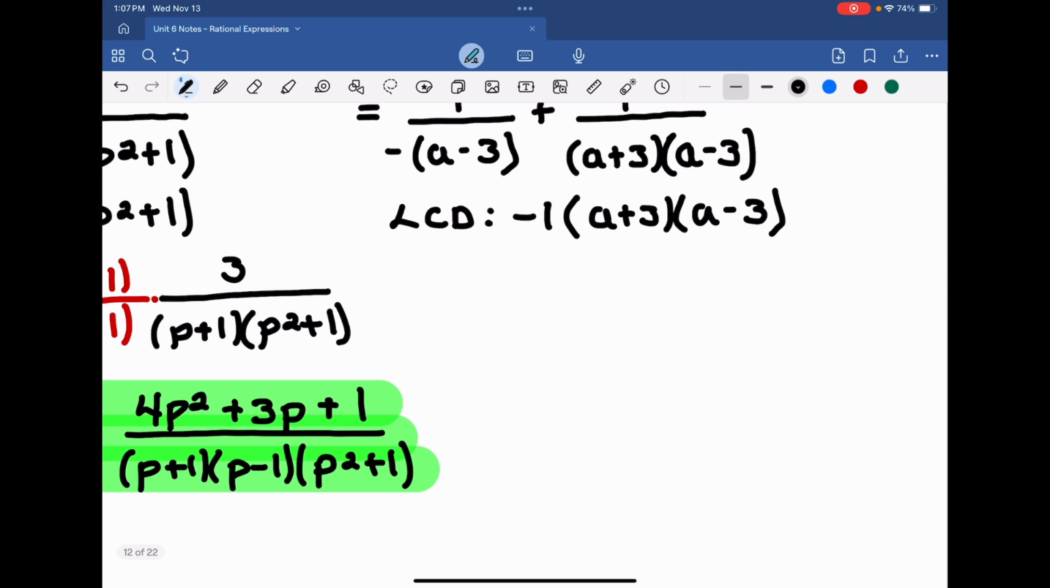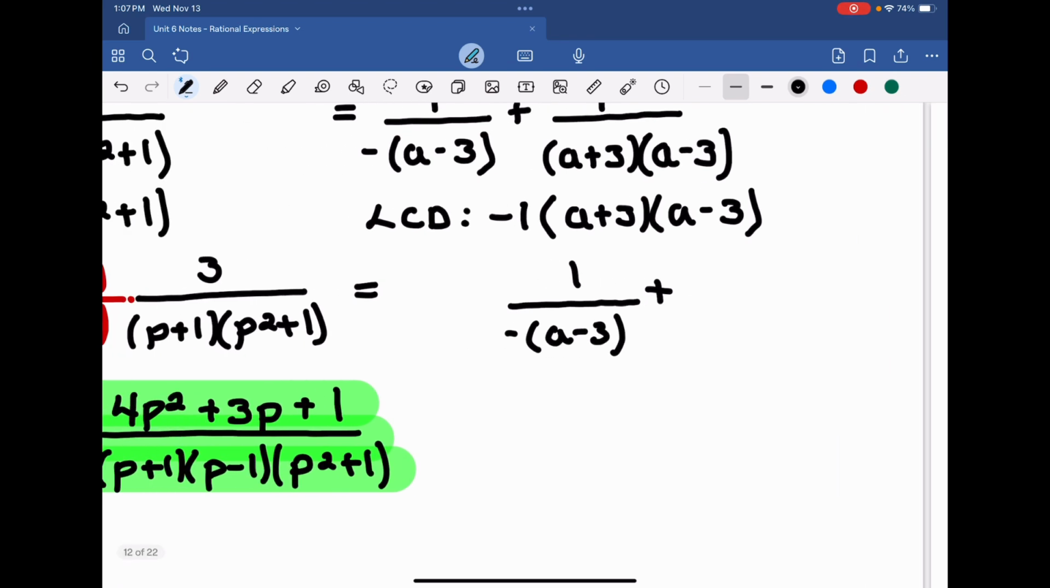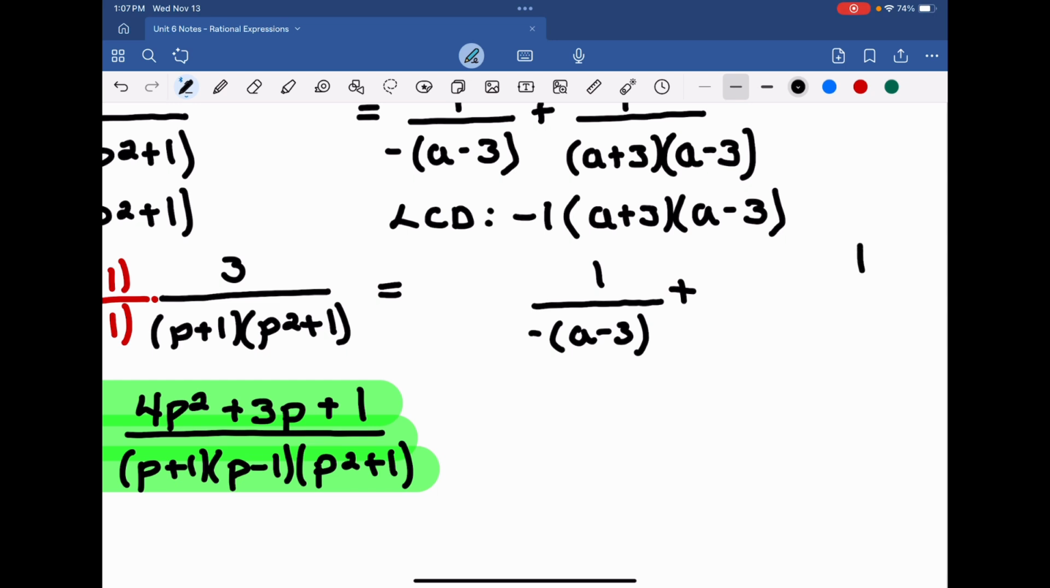Now, in order to do this, let's make sure we create our template here. So I'm going to write equals. I'm going to create a little bit of space. So I'm going to go 1 over, and then I'm going to put negative a minus 3. And then I'm going to go plus. Again, I'm going to leave a bit of space here and then put the 1 over the a plus 3 and a minus 3. There we go. I know it's a little bit squishy, but we're going to try and make this work here.